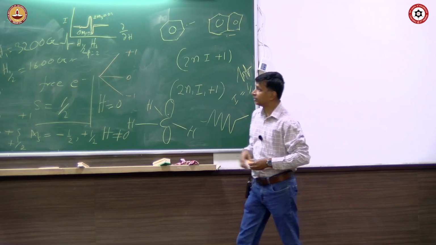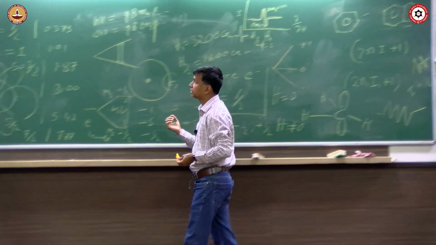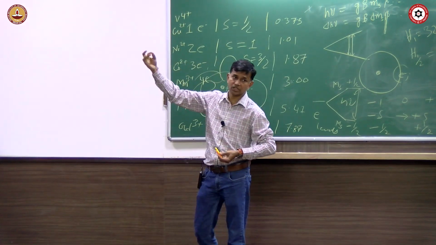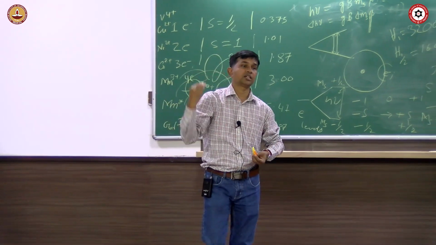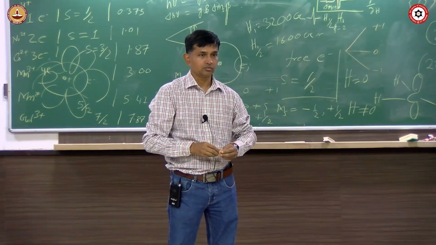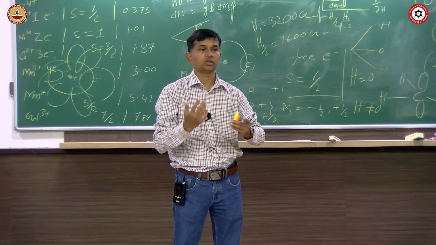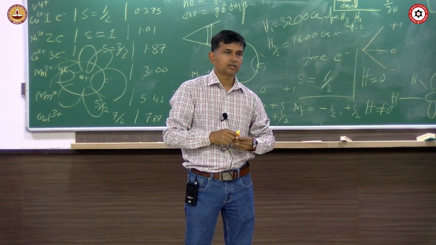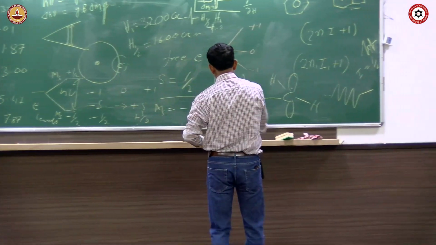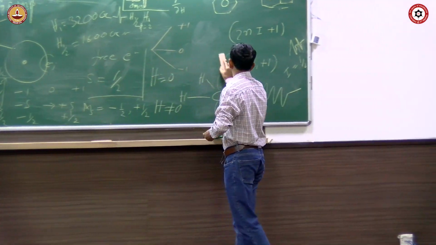So now if I keep one electron in an octahedral complex, tetrahedral complex, square planar complex, or square bipyramidal complex, will they be the same? No, the EPR will change, the shape will change. The signal will be there, but the shape will change. That is what we can also probe.